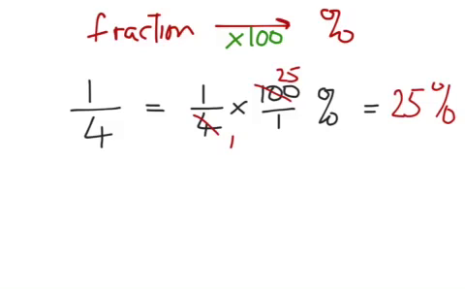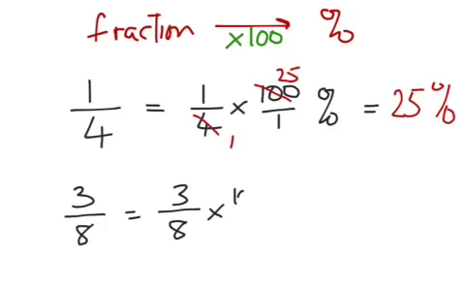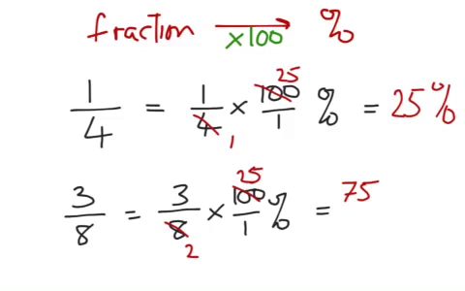Another example, 3/8. Well, to turn that into a percentage, we multiply it by 100, or 100 over 1. That turns it into a percentage. Again, what cancels? Well, 4 goes into 8 twice, and 4 goes into 100 25 times. 3 25s are 75 over 2, which is 37.5%.